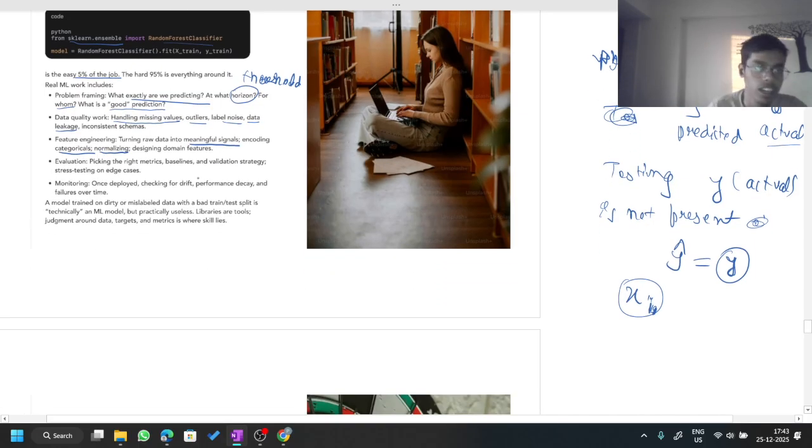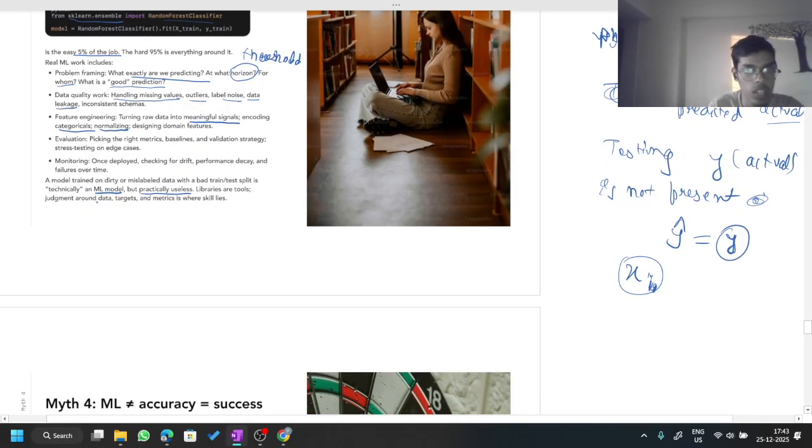And here again, you can see a model trained on dirty or mislabeled data with a bad train-test split is an ML model, but it is practically useless. Libraries, tools, and judgment around data all lie within your hand.